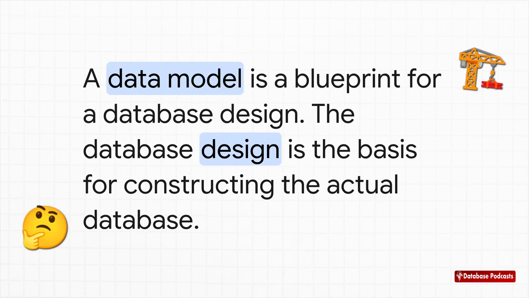The easiest way to think about it is with this analogy. A data model is the architect's blueprint for a house. It shows you all the rooms, how they connect, the whole big picture concept. But the database design is the detailed construction plan. It tells you exactly what kind of nails to use, the thickness of the drywall, the exact measurements. One is the what, and the other is the how.